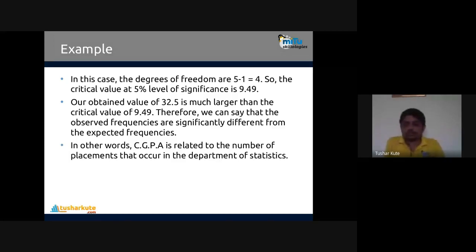Remember, before proceeding, I'll show an example of this also. But before that, we'll take a short break of 3 minutes and we'll continue the remaining topic after that, the practical part of it and the remaining tests which are there in statistical inference. Thank you.